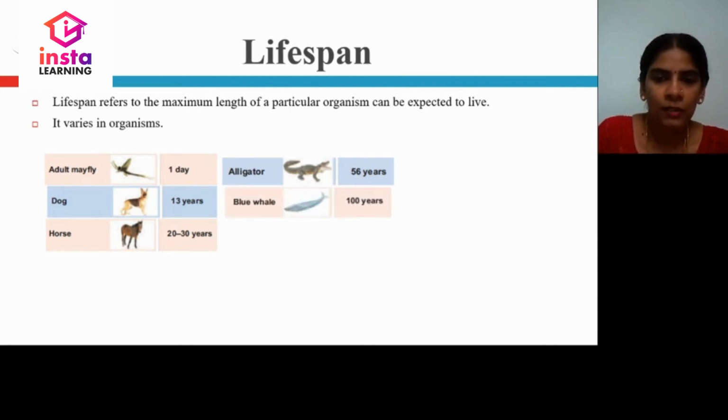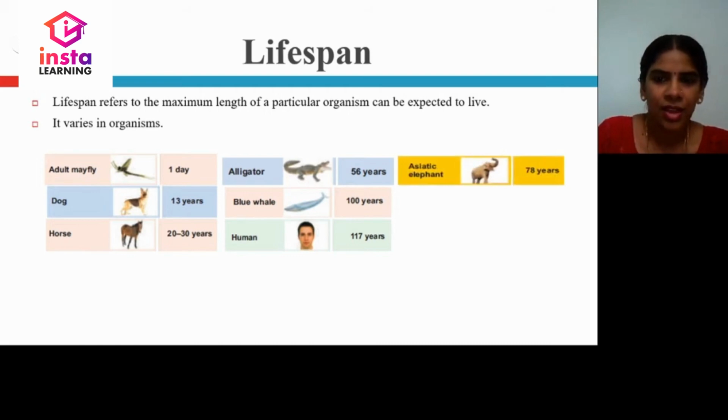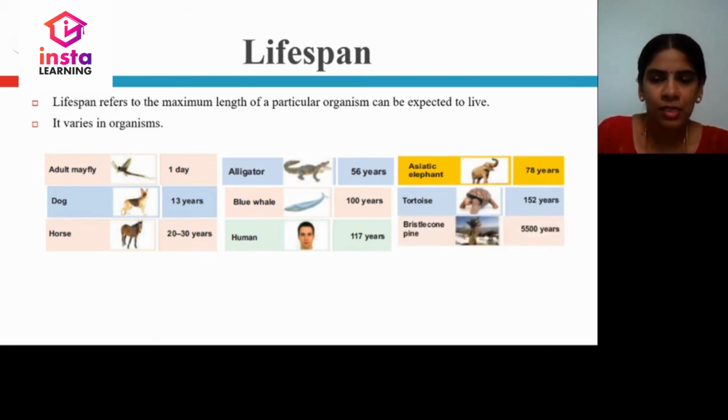A blue whale lives for 100 years. A human lives for 117 years. An Asiatic elephant lives for 78 years. A tortoise lives for 152 years. A Bristlecone pine tree lives for 5,500 years.